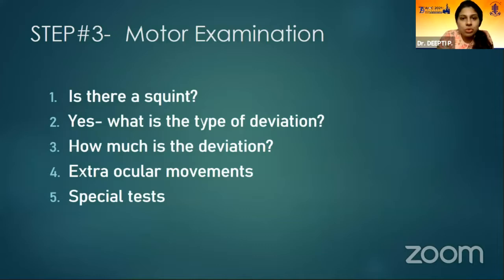So once we come to motor examination, there are a few steps which we have to identify. The first question would be, is there a squint? If yes, then what is the type of the squint? If that is found out, what's the amount of the deviation? And then we assess the extraocular muscles to assess other types of associated pattern strabismus and do some special tests before going in for the surgery.